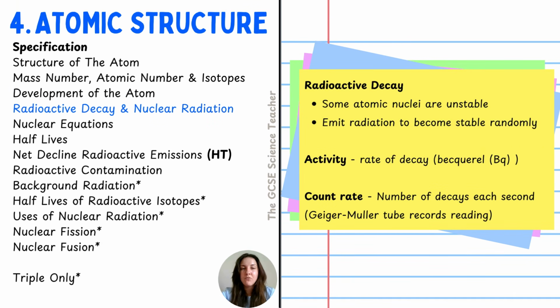Radioactive decay is a random process. Some atomic nuclei are unstable and they can emit radiation to become more stable. Activity is actually the rate of decay, which is measured in becquerels, and the count rate is the number of decays each second, which can be recorded and detected by Geiger-Müller tubes.